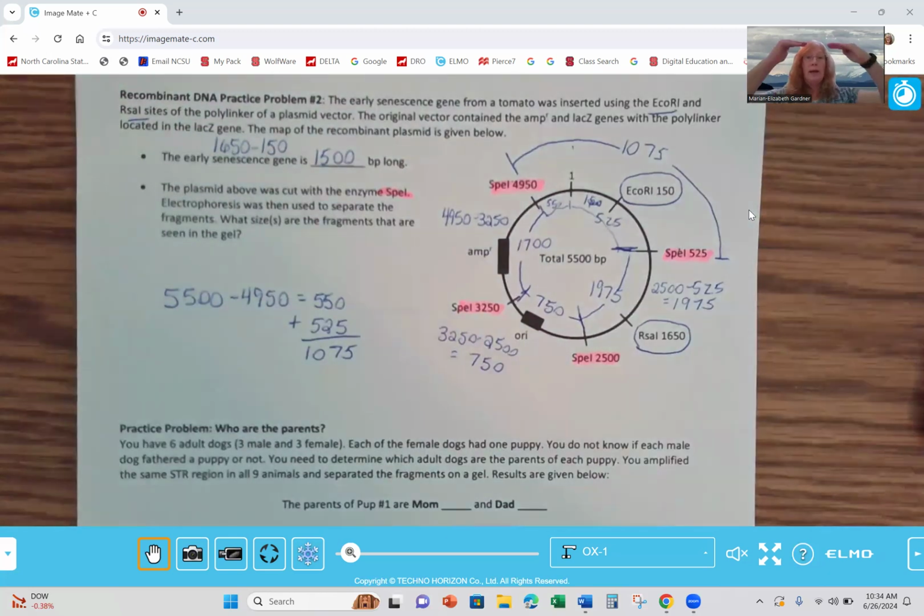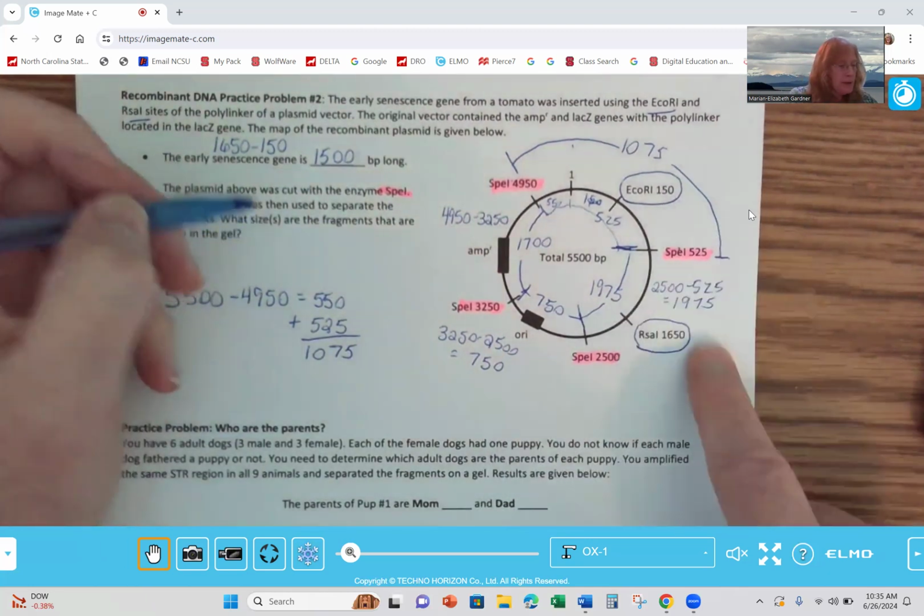Now I have to rank my pieces like I would see them on a gel. In a gel, the big pieces don't go very far and the little pieces migrate really far. That's because these pieces are not floating on top like ice skating. They're actually going through a gel maze, and a big piece struggles to go through that maze quickly.